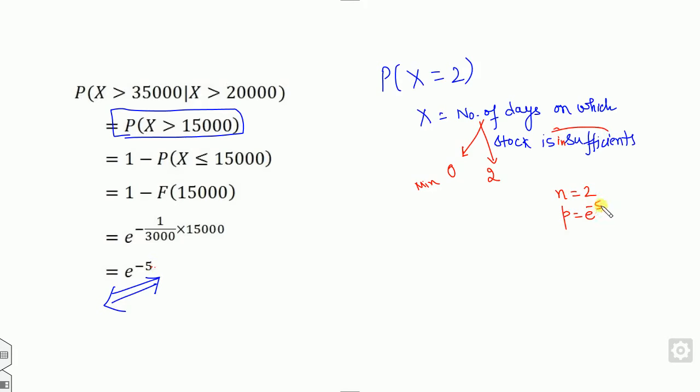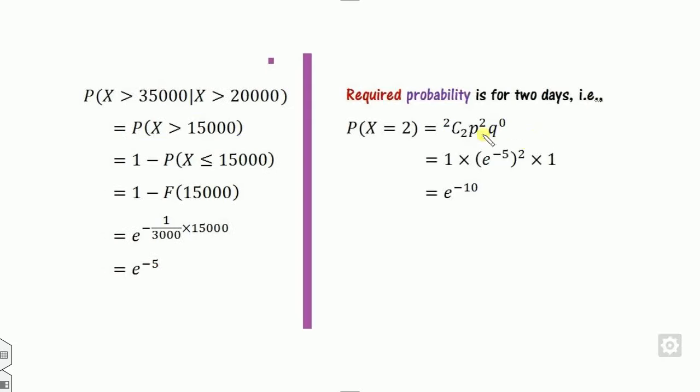So look at that. n is finite. If n is finite, it means it follows the binomial distribution. So you have to find this as a binomial distribution, nCx p^x q^(n-x), with probability p and q as this. Okay, so this is the answer.